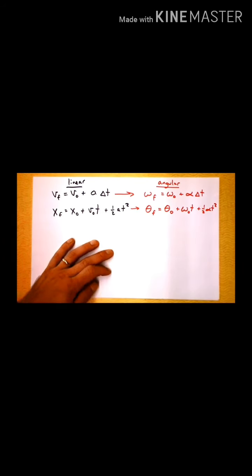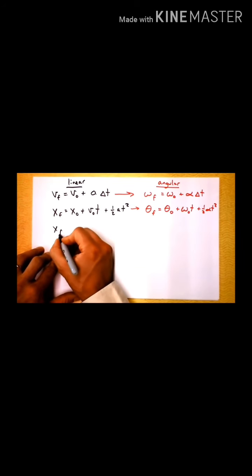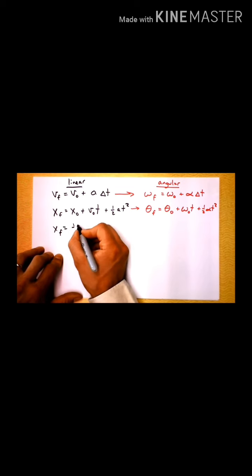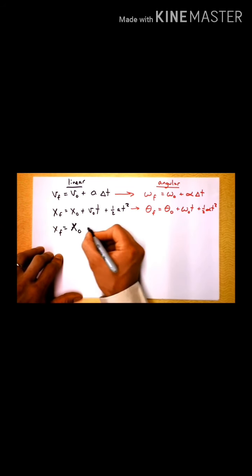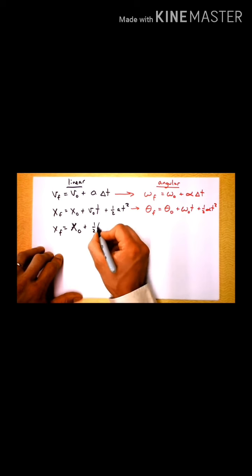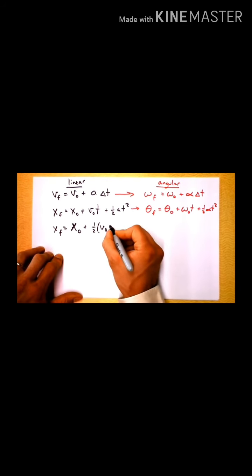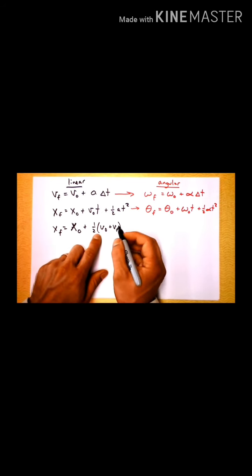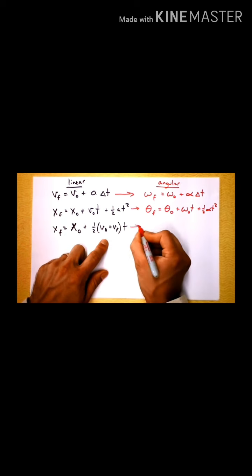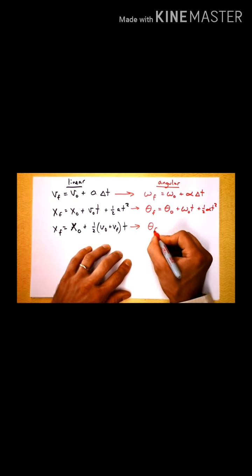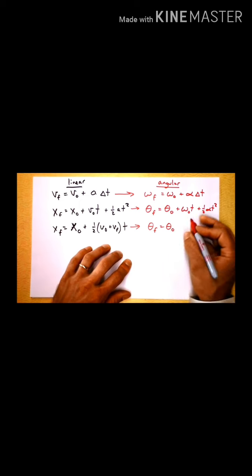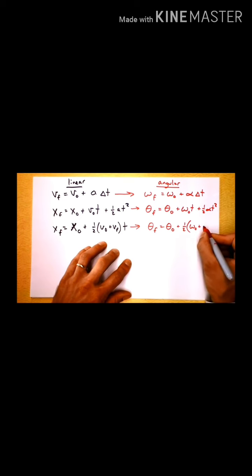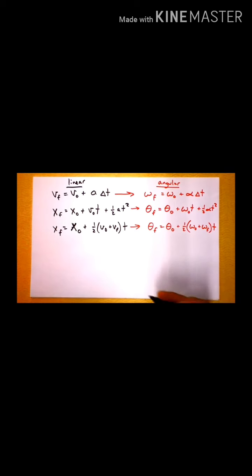And there's another one that says that final position is, well, I guess it's initial position. We have to consider where we start, right? Initial position plus 1/2 initial velocity plus final velocity. This 1/2 initial plus final is the average, so it's average velocity times time. And that's got an angular analog that looks like this. Your final angle is the angle at which you started plus 1/2 your initial angular velocity plus your final angular velocity times time. All the same.